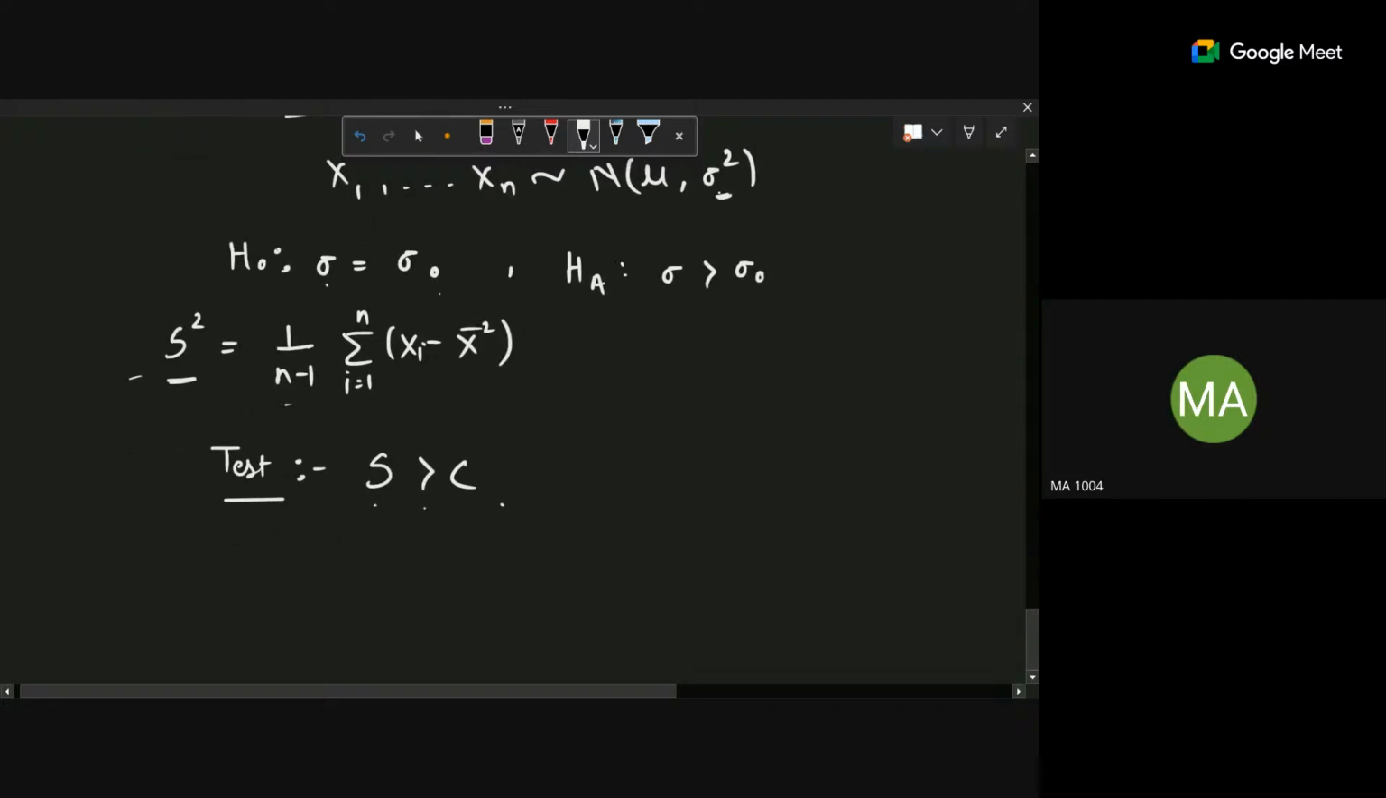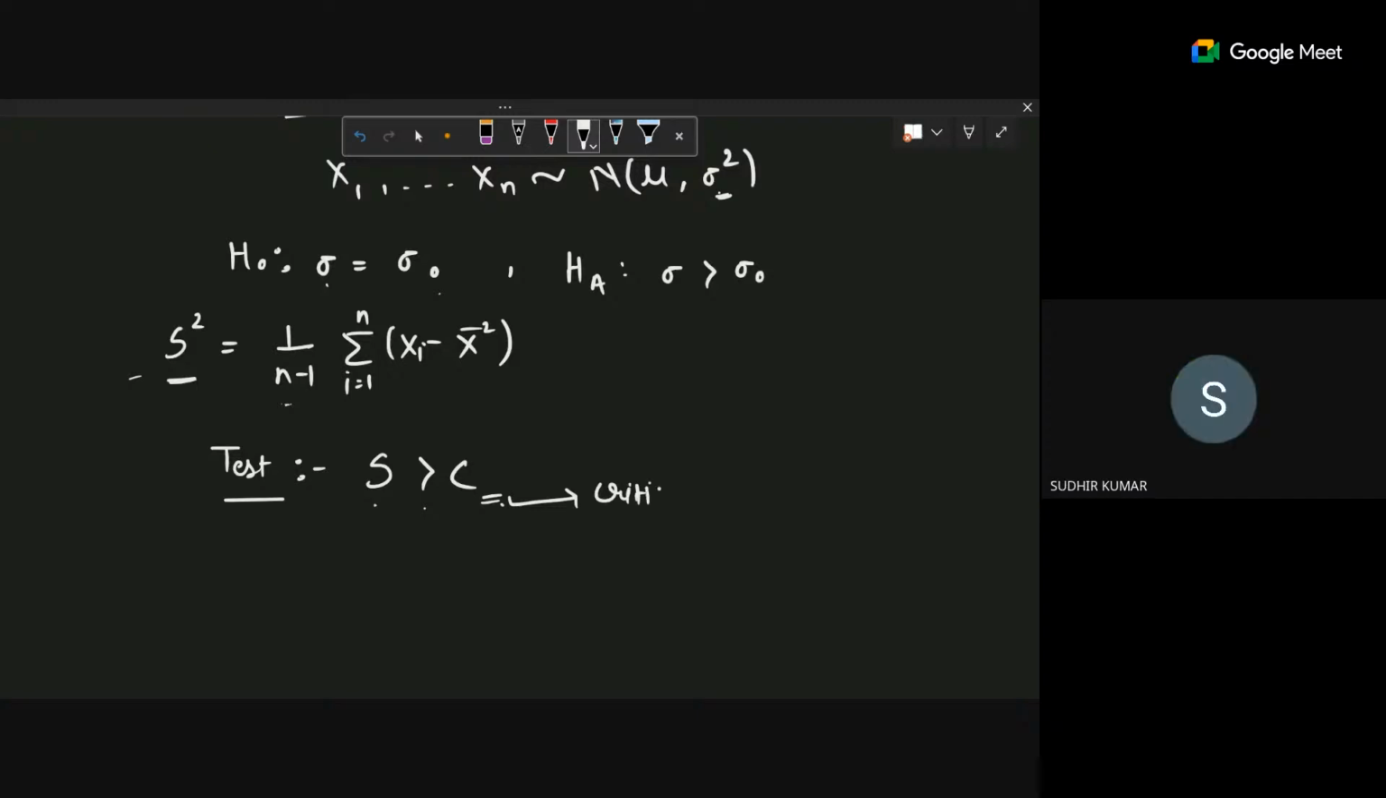Any doubt here, why we have not taken the mean? Why C, ma'am? C is a constant, the critical value. Okay, critical value. Here also mu and sigma are unknown. Sigma is unknown. The mean may be known. Yeah, let's say the mean is known.